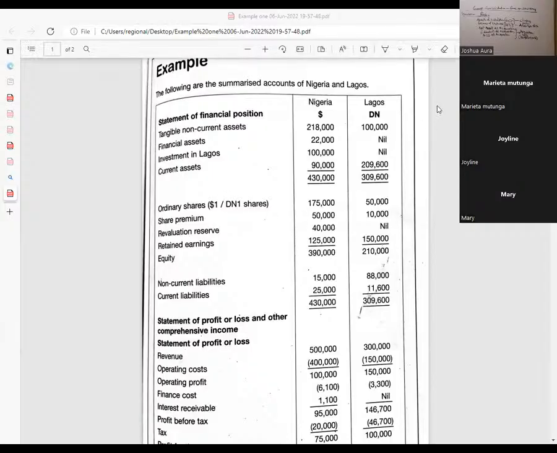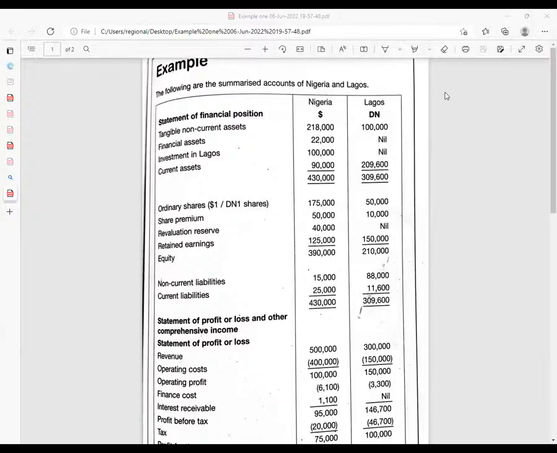So we are given an example here. This example, the following are the summarized accounts of Nigeria and Lagos. So these are two different companies. One company called Nigeria and another one called Lagos. One good thing that I'm able to see is that Nigeria company has its financial statements presented to us in terms of dollars. Lagos has, in this case, the currency DN there. DN there could be Naira, whatever.